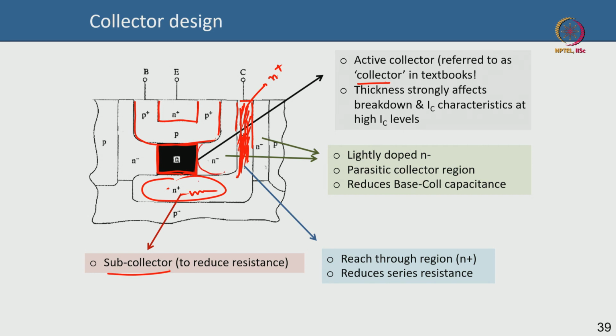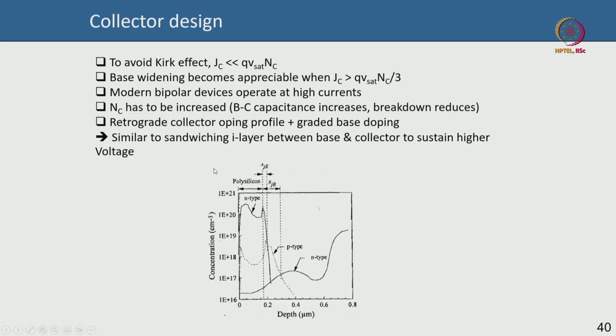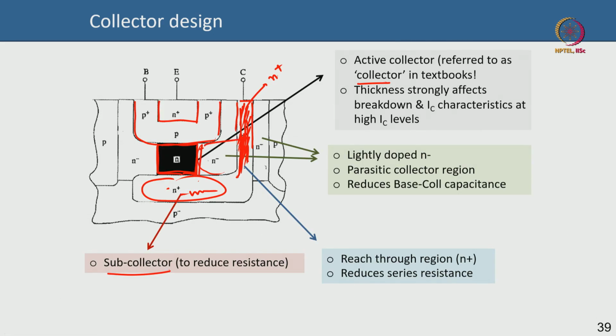This part, maybe I will use a blue color here. This part is lightly doped. Can you see that? This part is also lightly doped. Why? This lightly doped region actually reduces your base collector capacitance, because this is your collector, and this is your base. If you look at this part, this is a part of the collector also. This is the n minus part. It is lightly doped to reduce the base collector coupling capacitance.